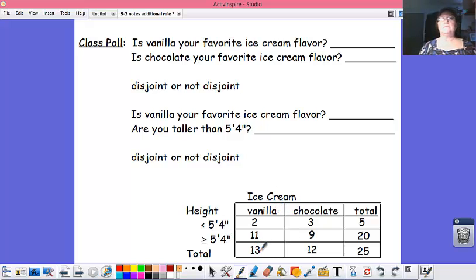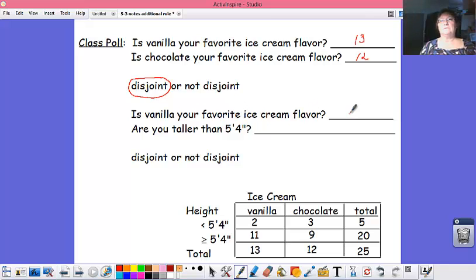In this class, 13 people said that vanilla was their favorite, so 13 of these. And the other 12 said that of the two choices, chocolate was favorite. Let me ask you this question. Are those outcomes, vanilla favorite or chocolate favorite, disjoint or not disjoint? You would have to ask yourself the question, can one person be both? And in this situation, they can't be. That makes them disjoint. One person can't have two favorite ice creams, not allowed.